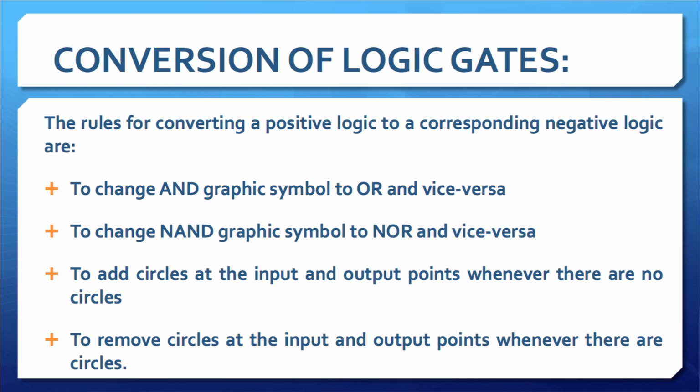Now the rules for converting positive logic to the corresponding negative logic. The first is to change AND graphic symbols to OR or vice versa. Next is to change NAND graphic symbols to NOR or vice versa. Then add a circle to the input and output points where there are no circles, and remove circles at the input and output points wherever there is a circle.